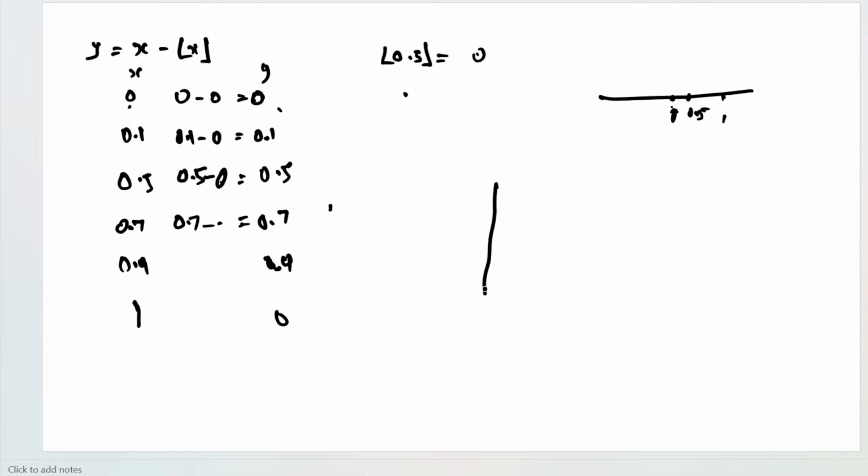Okay. Let us try to plot this graph. At 0, it is 0. At 0.1, it is 0.1. At 0.5, it is 0.5. At 0.7, it is 0.7. Likewise, a y equal to x kind of graph, until 0.9, 0.99, whatever. But when it comes to 1, it is 0 again. Okay. What is 1.1?